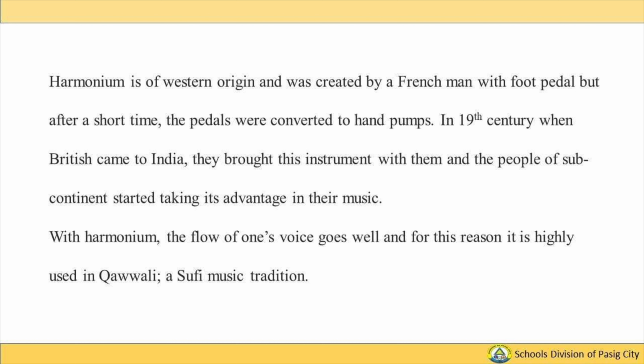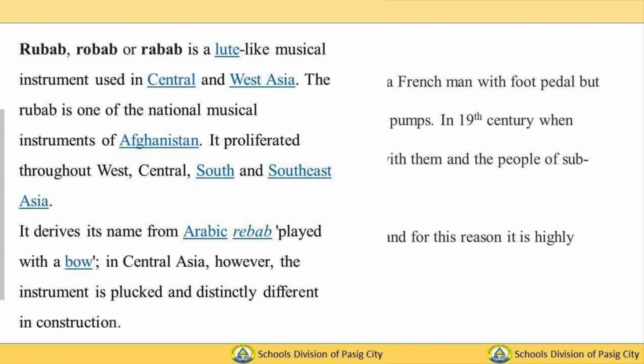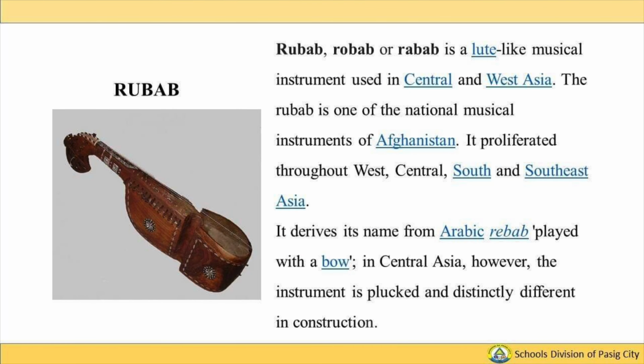Harmonium is of Western origin and was created by a Frenchman with a foot pedal, but after a short time, the pedals were converted to hand pumps. In the 19th century, when the British came to India, they brought this instrument with them and the people of the subcontinent started taking advantage of it in their music. With the harmonium, the flow of one's voice goes well, and for this reason, it is highly used in Qawwali, a Sufi music tradition. The last instrument is rubab.